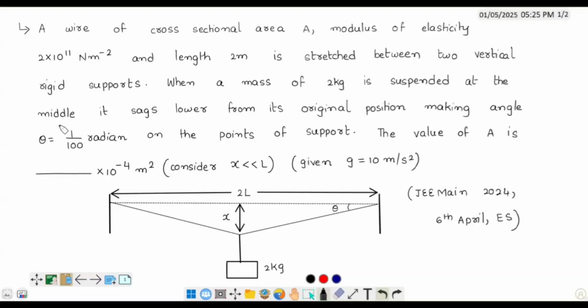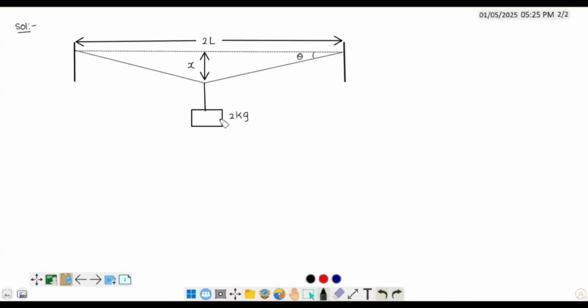We can clearly see the angle theta is very small and even x is given lesser than L. Now let us draw the free body diagram for this 2 kg mass, at this location. We have a force mg in this way. Because this is a rope, we get tension T in this direction, and this is one more rope, and we will get tension T in this direction. So we have tension T and T, and this angle is given theta. If this angle is theta, this angle also would become theta.